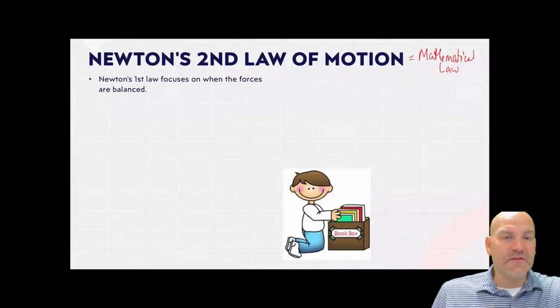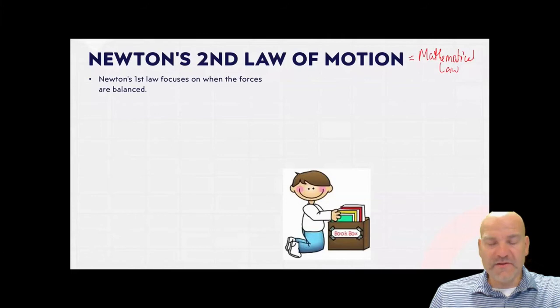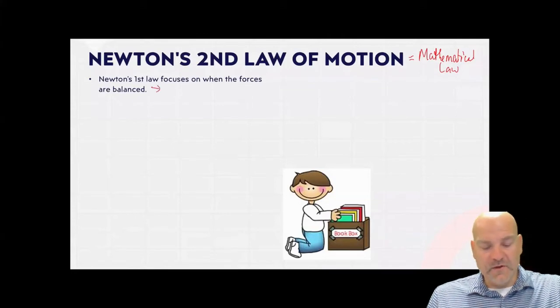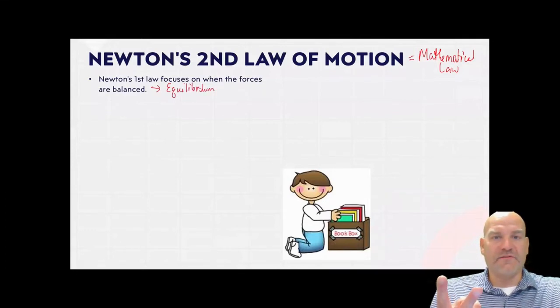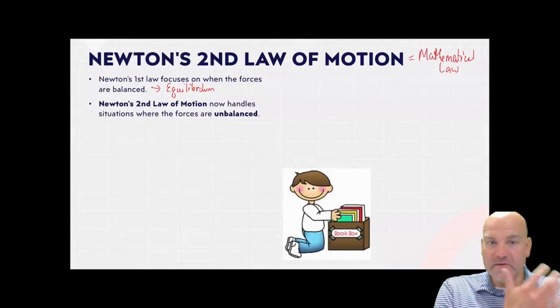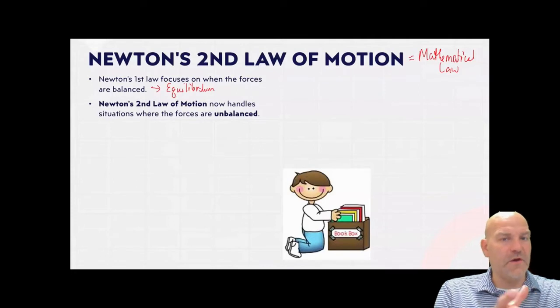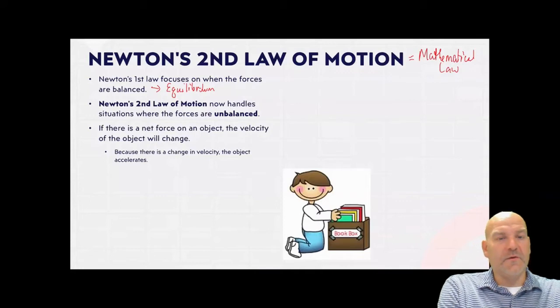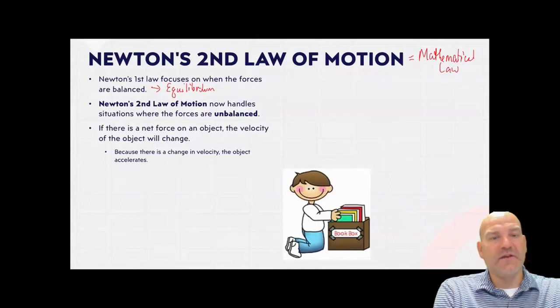Okay, so the first law focuses on when the forces are balanced. Remember, the first law we also call the law of equilibrium. But the main thing is objects are going to be at rest or they're going to move with constant velocity, which means all the forces acting on the object are balanced. Newton's second law is now going to focus on what happens when those forces become unbalanced. If the forces are unbalanced, something happens. If there is now a net force on the object, the velocity of the object will change.